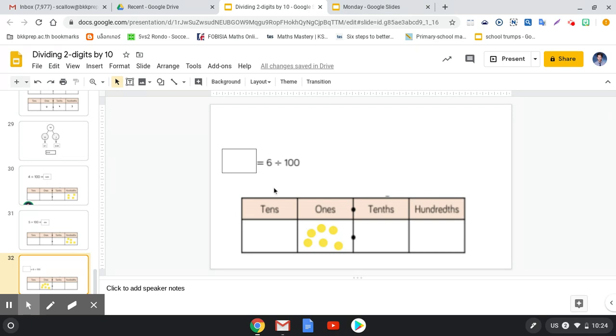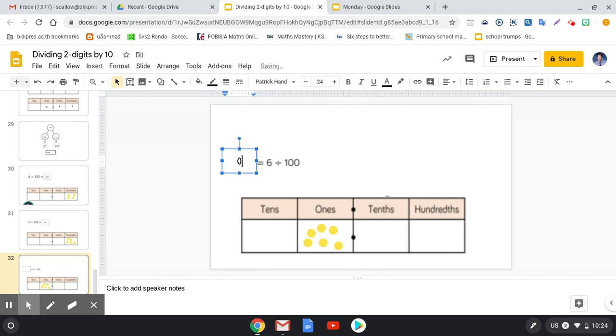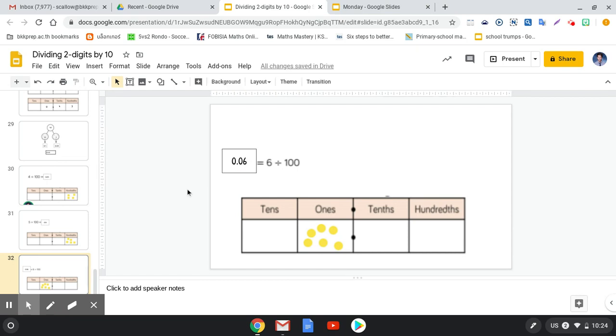Now, this is the same question here. The only difference is that they want you to put the answer at the beginning. So something equals 6 divided by 100. Well, 6 divided by 100 is 0.06. So 0.06 equals 6 divided by 100. So don't be fooled if they ask you to put the answer at the beginning or at the end. It doesn't matter. The most important thing is that there's an equal sign there, so that both sides have to be equal. So 0.06 is the same thing as 6 divided by 100.